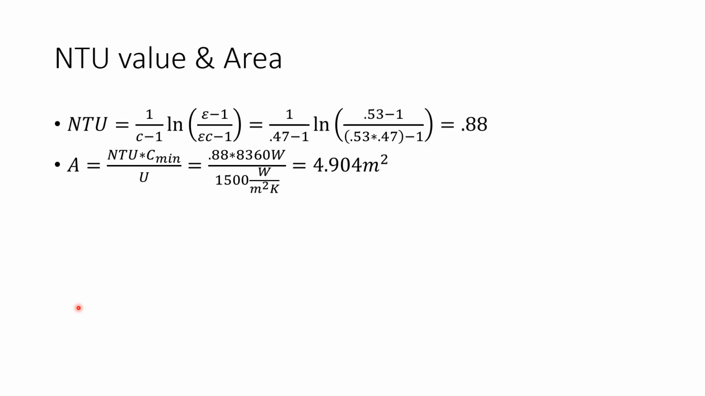Now we need to find the NTU value so we can find the area of the system. Our NTU equation is given on the top bullet point here, and solved out, it comes out to 0.88. We take this NTU value of 0.88 and plug it into our area equation, which is NTU times C min over U, our heat transfer coefficient. We plug those numbers in and we get an area of 4.904 meters squared.